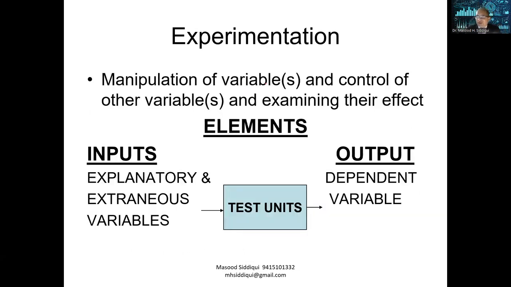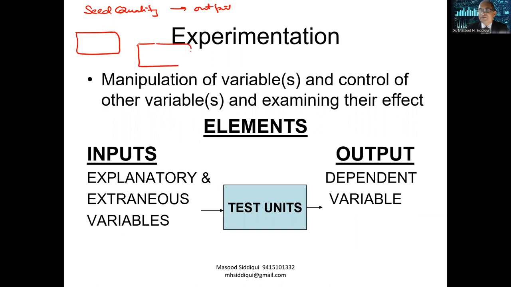Now, as we discussed, we are defining experiments in a broad manner, right? So what do we mean by experiment? Let us take an agriculture example. Suppose we want to know whether seed quality has some impact on the yield or the output. So how can that be done? We consider some plots, where the seeds can be sown.